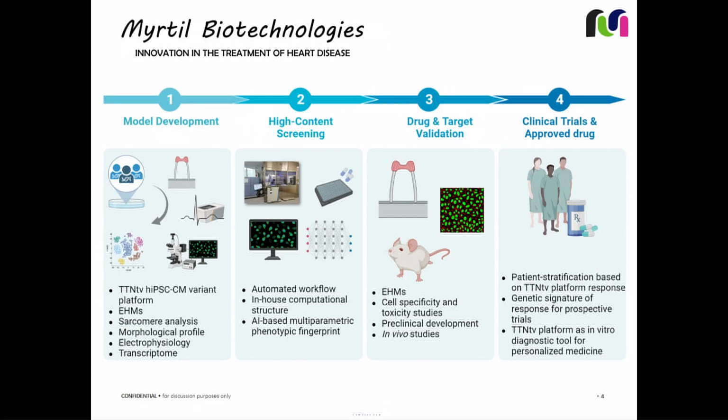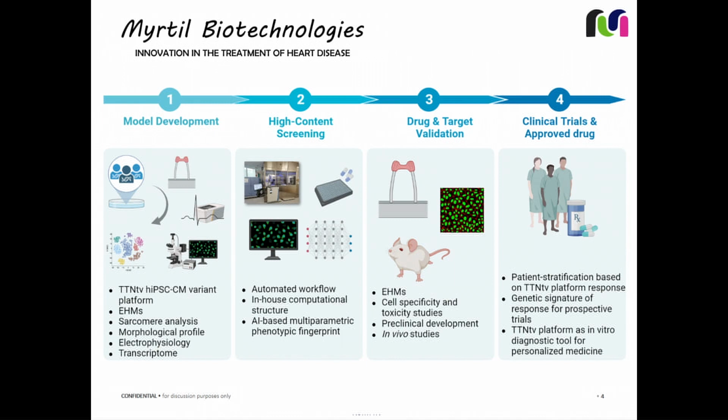So what are we doing at Multi Technologies? This is our pipeline. We have 4 stages. These are very, very brief. The first 2 are very focused on the TTNtv, where we start with the model development. I will show you some data here, where we have different iPS lines. We make them into cardiomyocytes or other cell types of the heart, and we characterize the phenotype. I will show you some data here, mainly functional readouts. But basically we have sarcomere analysis, morphological profiling, electrophysiology, transcriptomics, and so on.